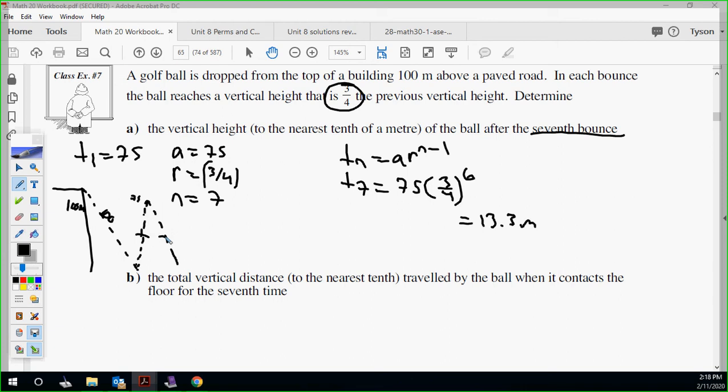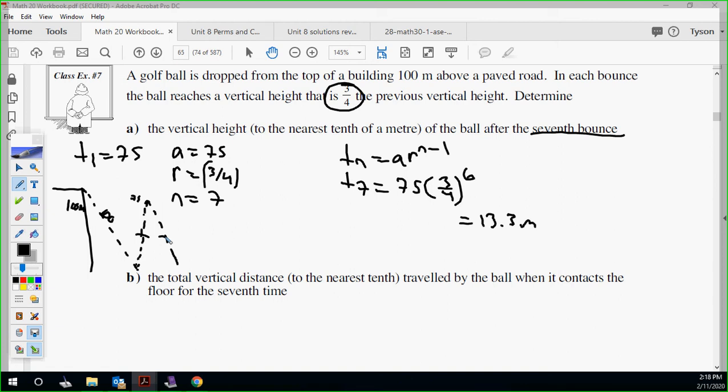A pair. Everything else has a pair of it happening, because we didn't go up to 100, right? It dropped. So the 100 is kind of a separate entity here. And then it goes up 75, down 75. Up 3/4 of that, down 3/4 of that. It continues. Now when it says touches the ground for the 7th time, how many rings am I going to have?